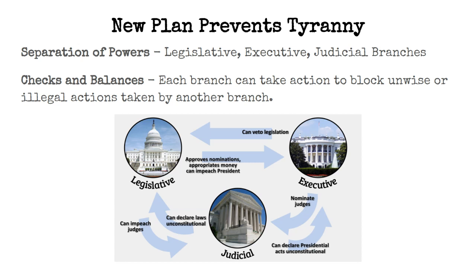For example, the executive branch can actually veto or stop legislation that the legislative branch makes if the executive branch thinks that it's unwise or a bad action. The legislative branch can actually impeach a president if they believe the president is doing something that is illegal. They can approve any nomination that the executive branch makes. The legislative branch can actually impeach judges. The judicial branch can declare any law unconstitutional. So you can see all of these arrows represent the different ways that those branches can check each other to make sure that no one single group has too much power.